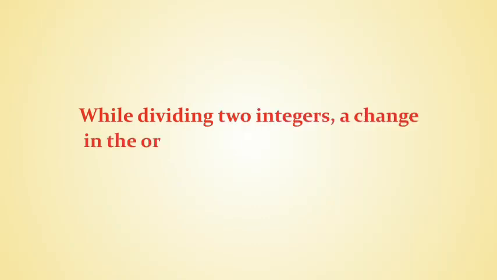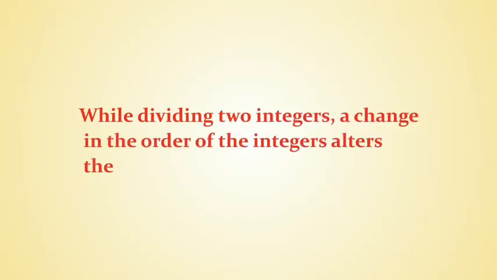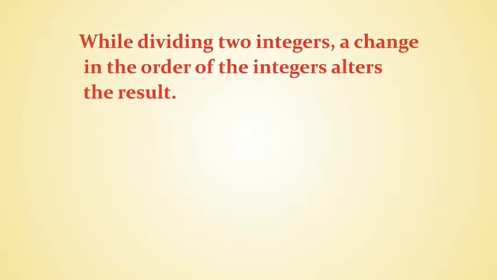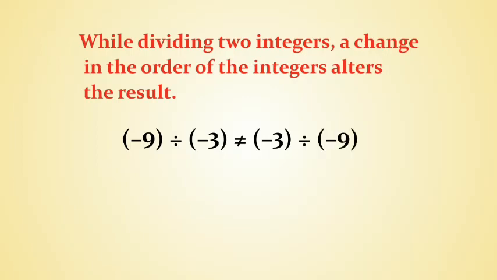While dividing two integers, a change in the order of the integers alters the result. Hence, minus 9 divided by minus 3 is not equal to minus 3 divided by minus 9.